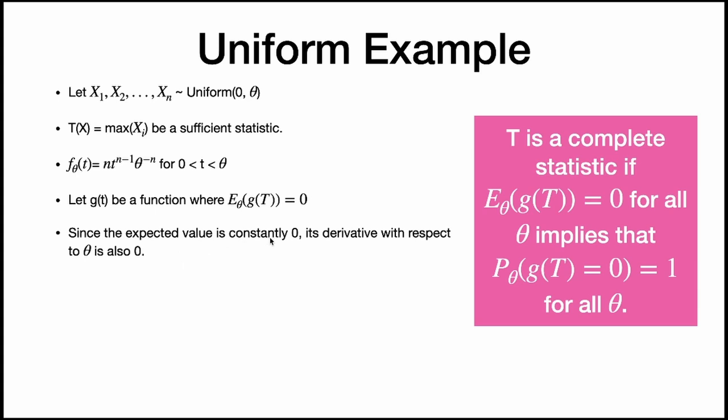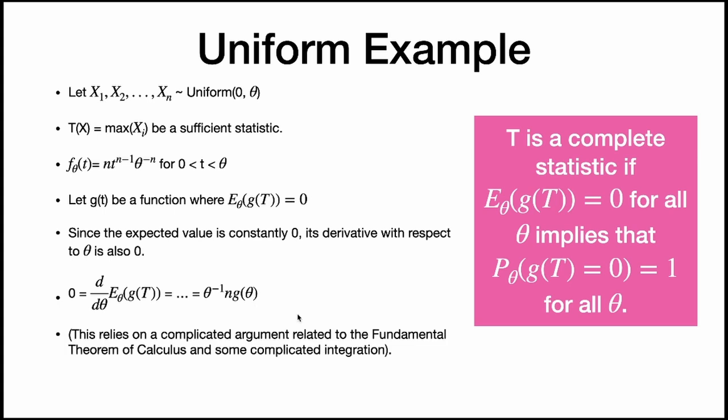Since the expected value is 0, its derivative with respect to theta is also 0. And again, this is sort of an out there argument, which just really proves that it's very hard to prove completeness in general. So 0 would be equal to the derivative of this expected value, which we could compute as 1 over theta times n times g of theta. This has to do with the fundamental theorem of calculus and some complicated integration that I'm not showing.